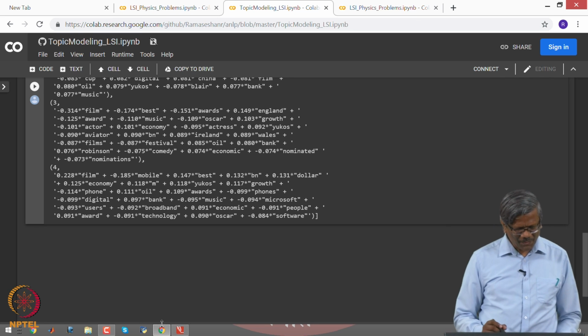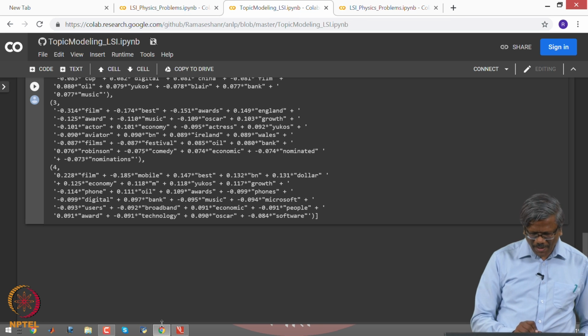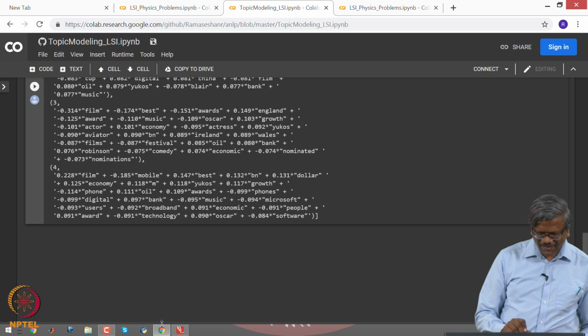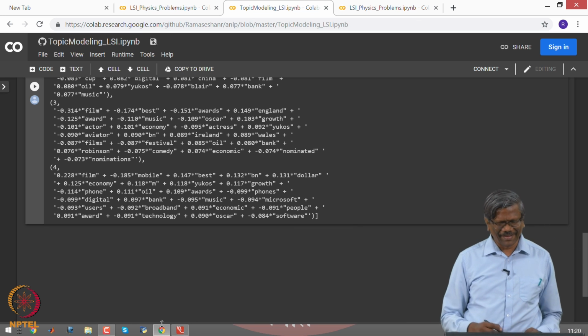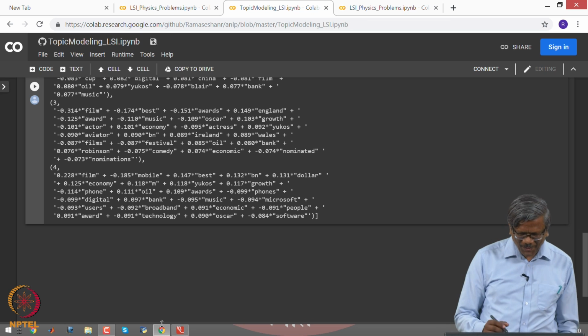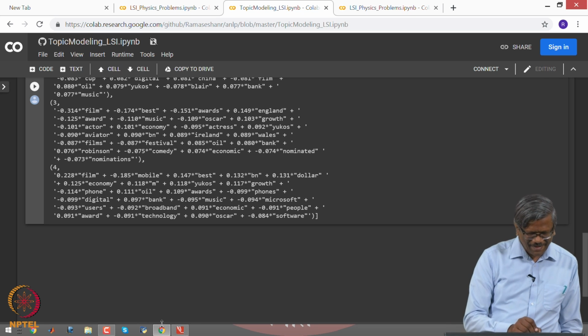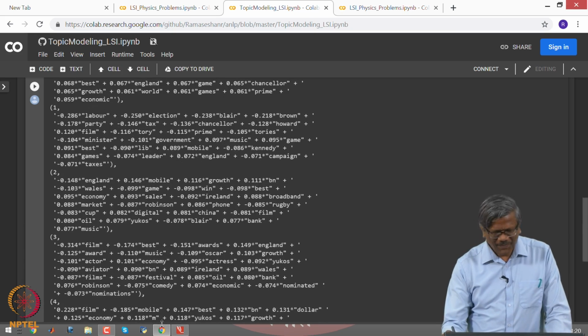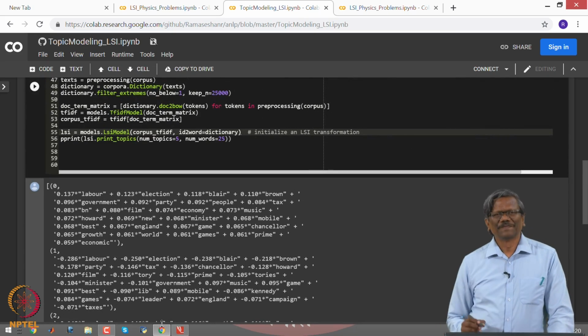Let's look at the last one. We have mobile, billion-dollar economy, phone, digital, bank, Microsoft, users, broadband, economic, people, award, technology, Oscar, and software. Again, there's a mix of both entertainment and technology in this. So how do we fine tune this?